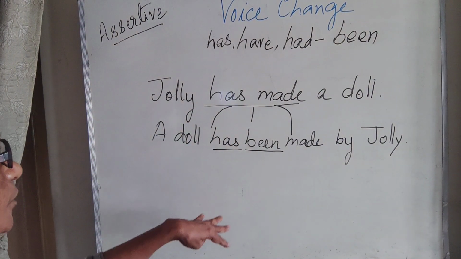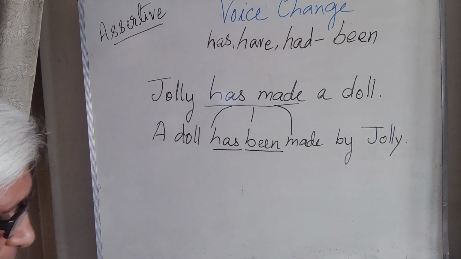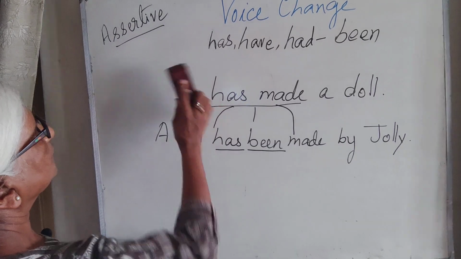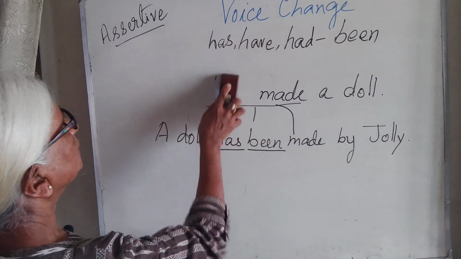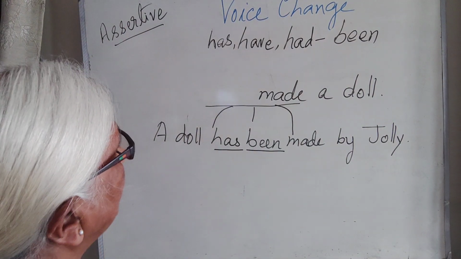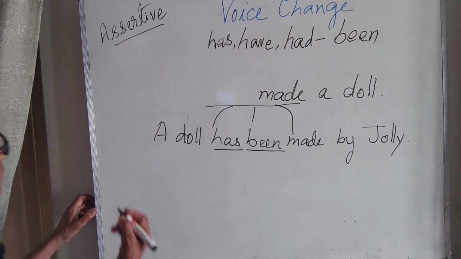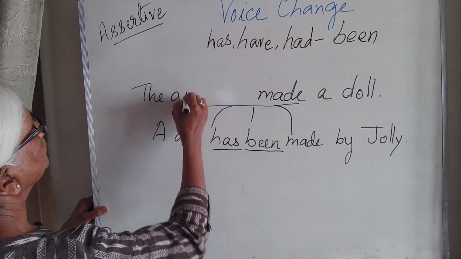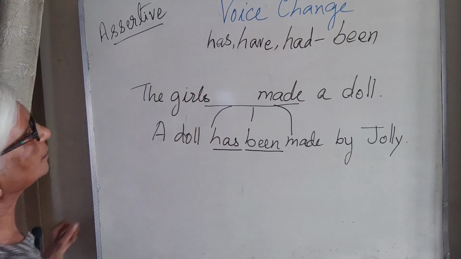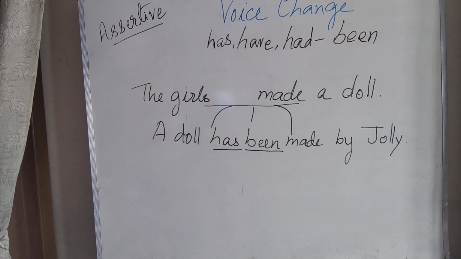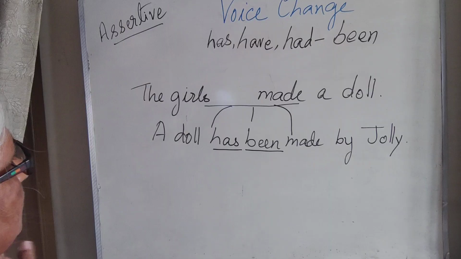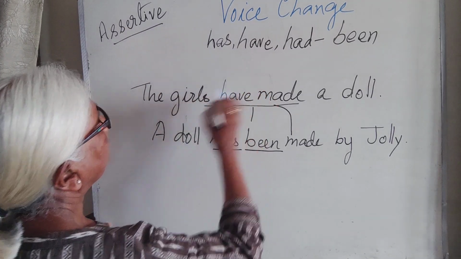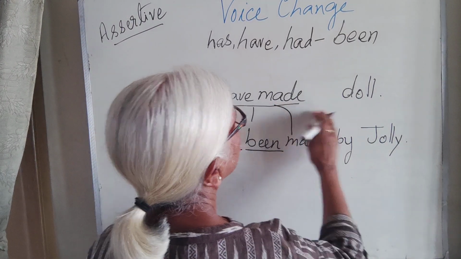Okay? Now suppose we take another, or let us change this sentence only. Okay? Here instead of a singular subject, we take a plural subject. The girls. Why should only girls make dolls? Even boys can make toys, dolls, anything. Anyway, the girls have made dolls.